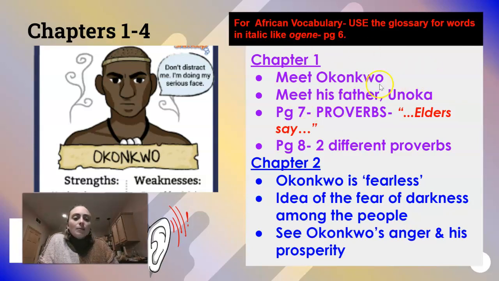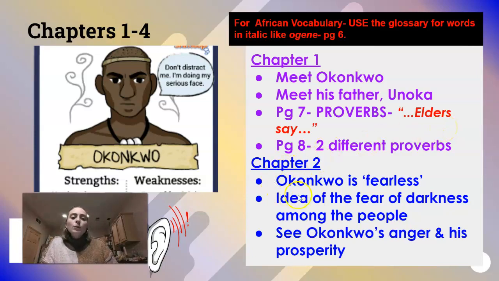So the first chapter will kind of orient us to him and how his father has impacted his life. Pages 7 and 8 are really good ones to look at for examples of proverbs, which you need for your notes. And then just something to look out for as we read. If you see the words "our elders say" or "elders teach us," that is a really good clue that it's going to be a proverb. Because in their village, the elders were really wise and taught them a lot of life lessons. So just keep an eye out for the phrase "elders say."